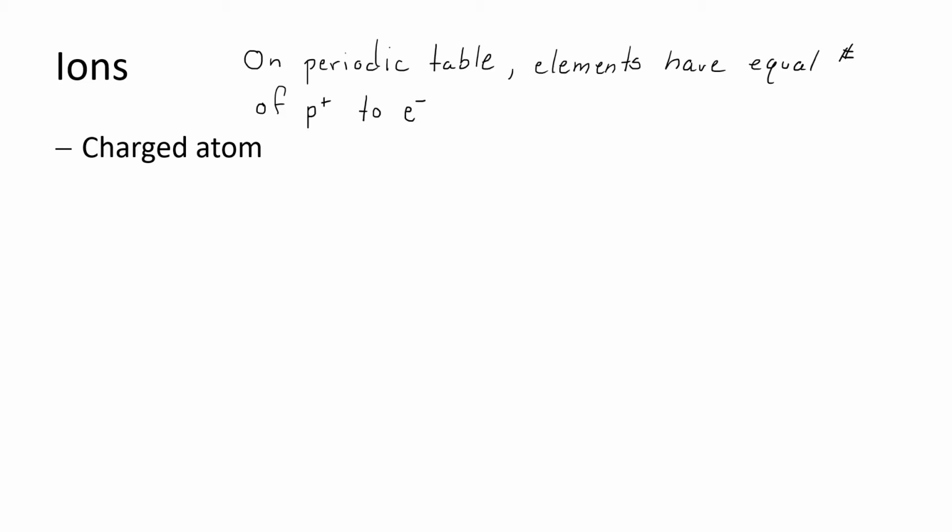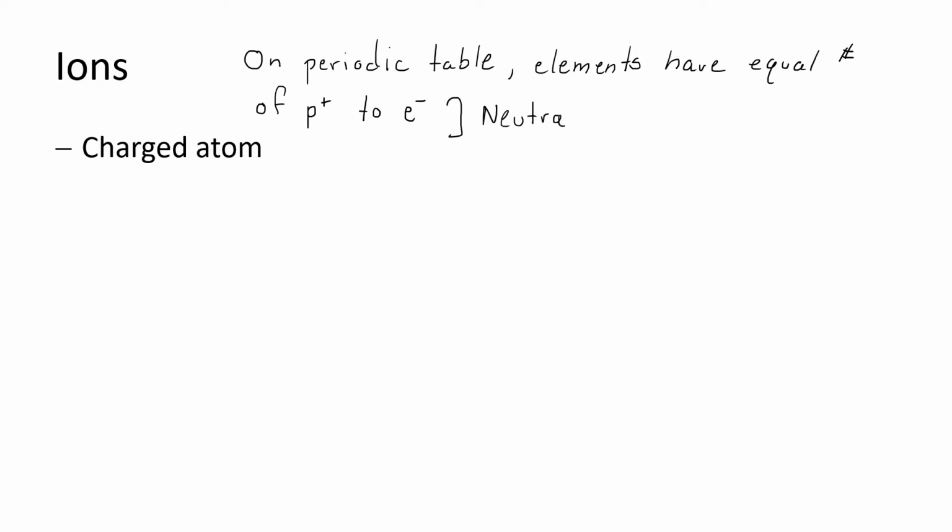Now what we need to remember is that on the periodic table all our elements are in neutral form. So that means on the periodic table all our elements have the same number of electrons to protons. So this means that, for instance, carbon would have 6 protons and 6 electrons, making the overall net charge on any element on the periodic table 0. So it makes it neutral.